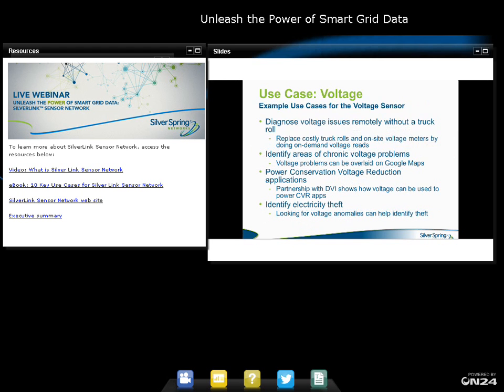So some examples of what you might be able to do with a voltage sensor are things like voltage audits. If a customer calls in with a voltage problem, you can diagnose it remotely without having to send a truck to the premise to diagnose it. In addition, you can look at powering applications like conservation voltage reduction, using the voltage sensor to show how you can power applications like that.